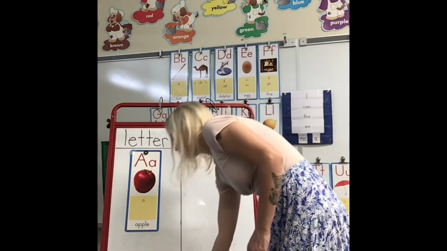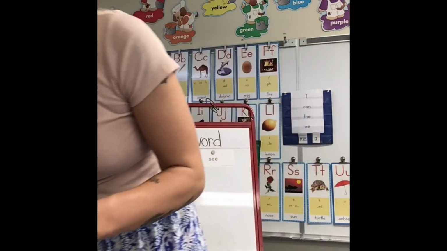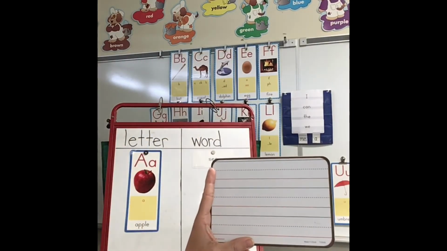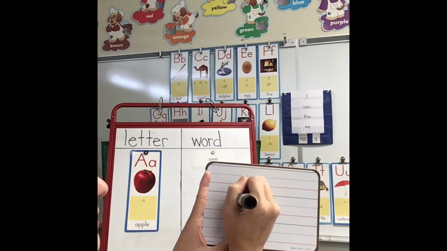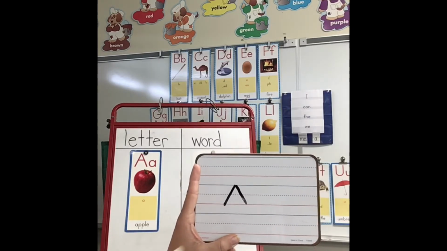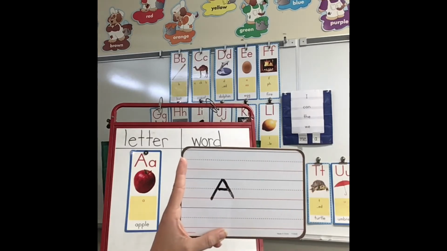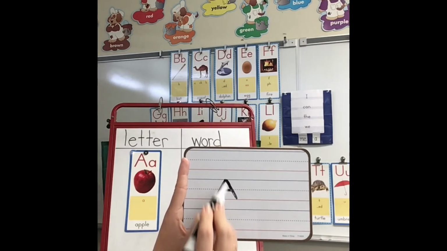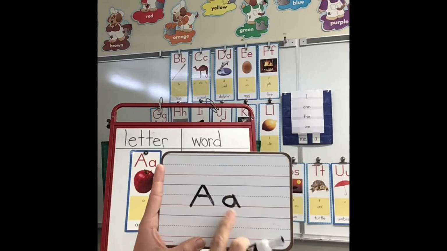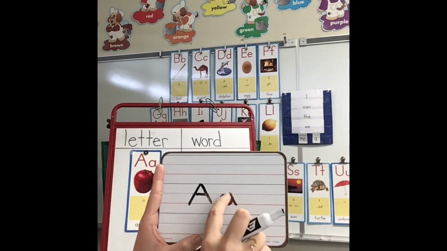Now let's write it. I'm going to write it on my little board so that you can see the lines. Uppercase A, we always start at the top when we write our letters. We start at the top, we slant down. Go to the top, slant down, and then go across like a bridge. Uppercase A, it's tall. Lowercase a goes around and then a line down. Lowercase a, it's small, it stays in the middle.